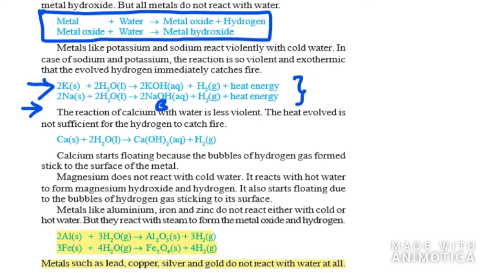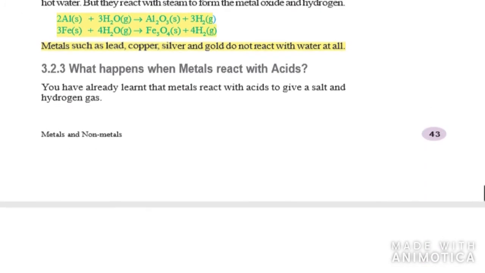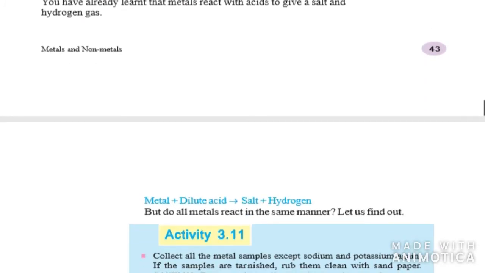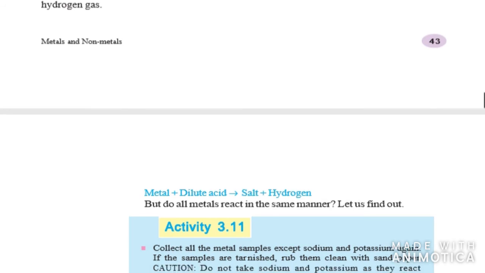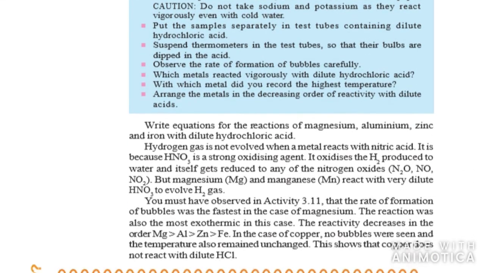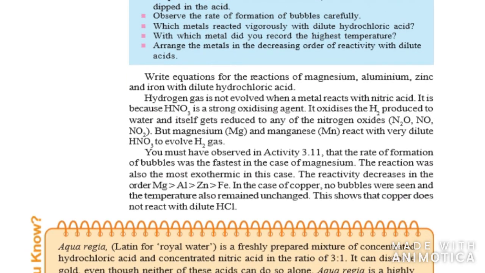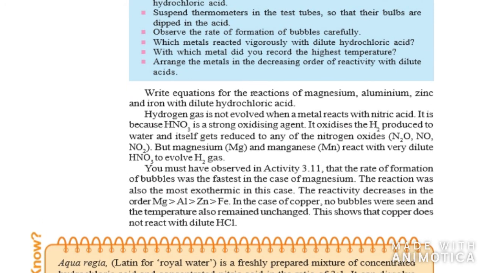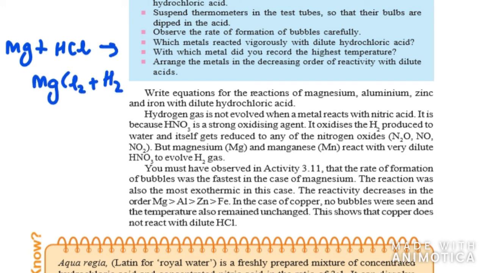Now moving on, the third part says what happens when metals react with acid. Metal when reacted with acid forms salt, and hydrogen gas is evolved. In this case they have said to write an equation for the reaction of magnesium, aluminium, zinc and iron with dilute hydrochloric acid. So suppose we have magnesium and HCl. When they react, they will form magnesium chloride and H2 gas is released.